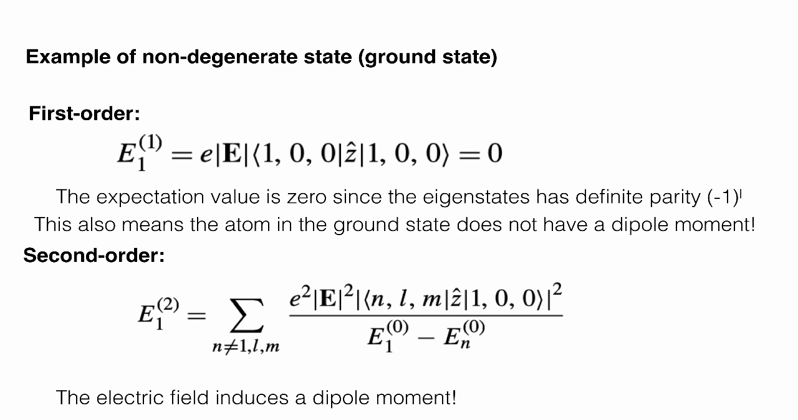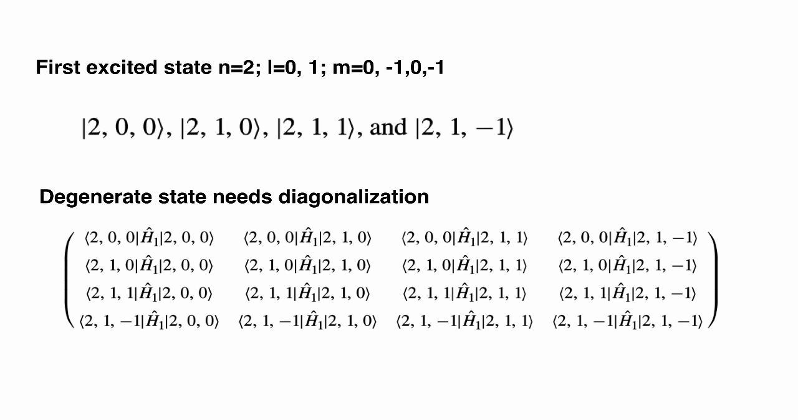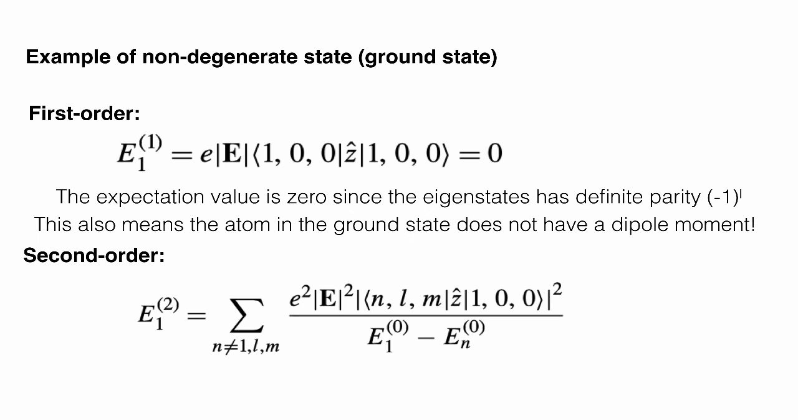And so when we calculate this, we'll see that this is not equal to 0 because the electric field induces a dipole moment. And in fact, we can calculate this effect, and I've not provided the value, but the point is, you see that at second order, you have a perturbation to the energy. So this is all good.